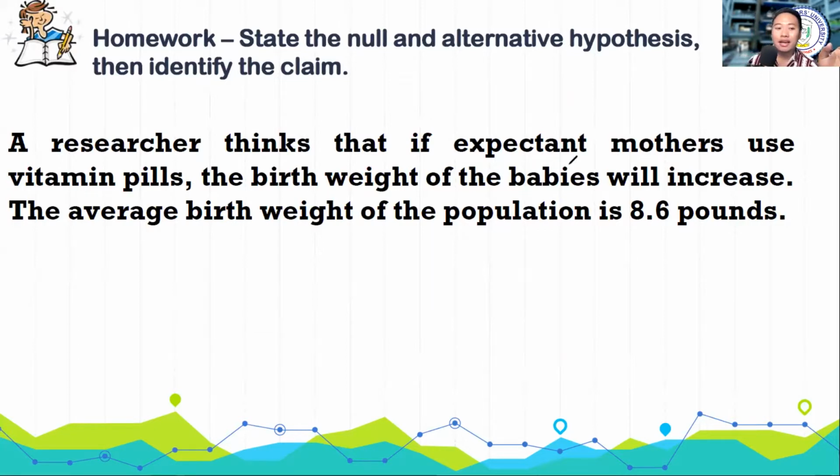I want you to tell me what's the null hypothesis for this case. So what's our HO? Can anyone tell me what's the HO for this problem? A researcher thinks that if expectant mothers use vitamin pills, the birth weight of the babies will increase. The average birth rate of the population is 8.6 pounds. So what's our null hypothesis? Equal to 8.6. Is that a question, Sophia, or answer? It's 8.6. And what's our alternative hypothesis?